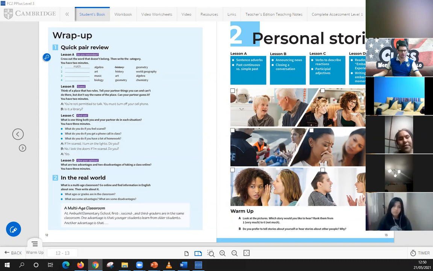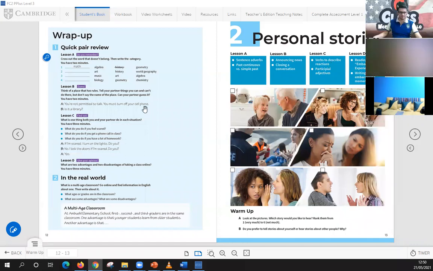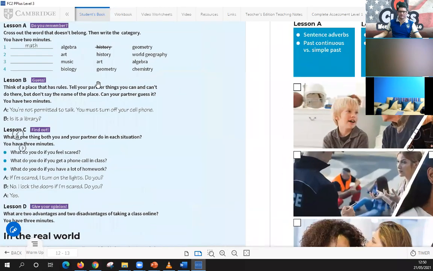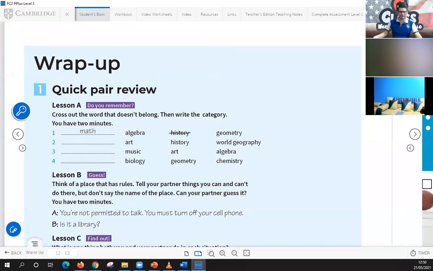Okay, well, now, let's do the wrap up part, students. Let's work on the wrap up, yeah? I hope everybody's here now. Yeah, it says, this is from lesson A. This is a quick review. For example, it says cross the odd word. Vamos a tener que eliminar the odd word, la palabra que no pertenece. Okay? For example, you have to remember, right?